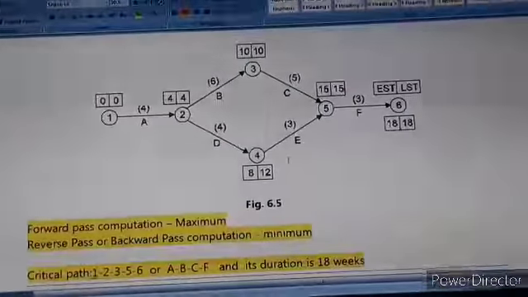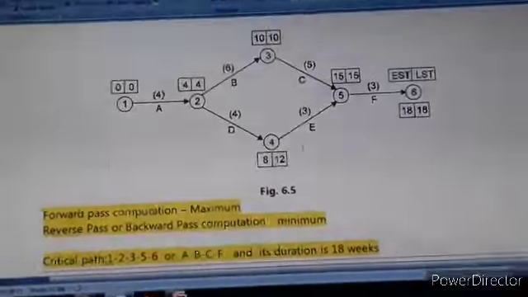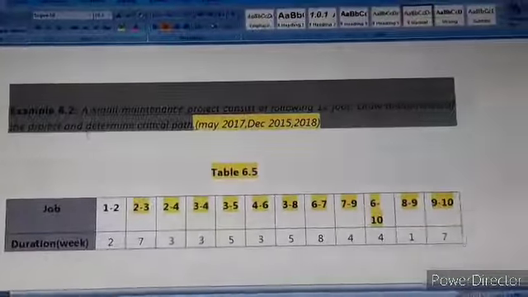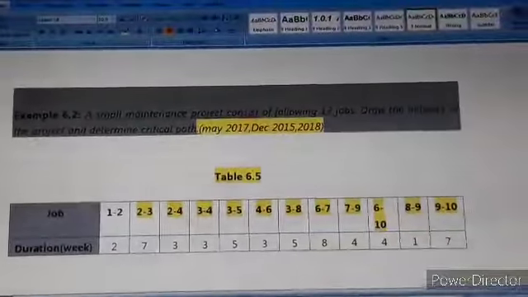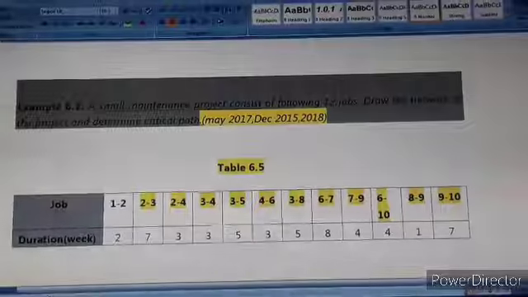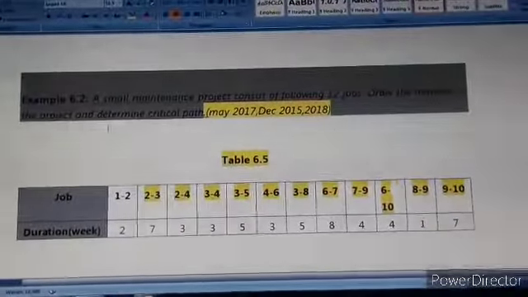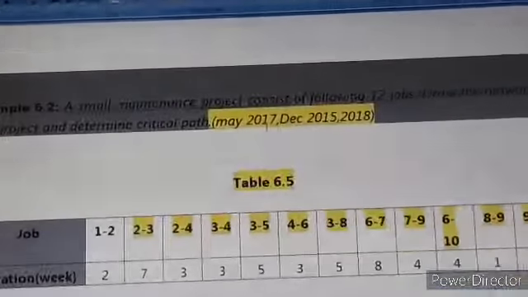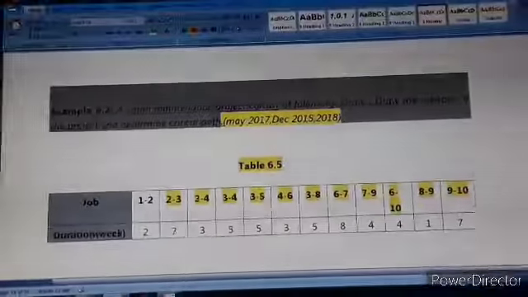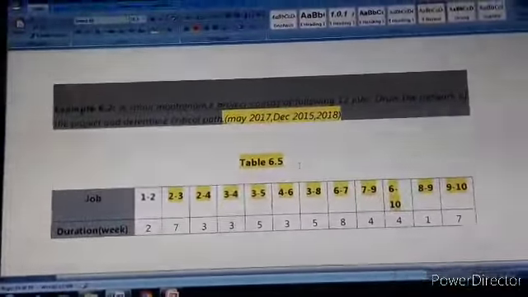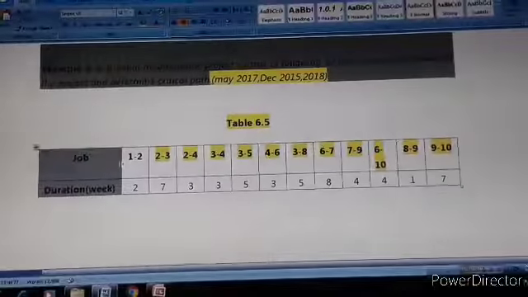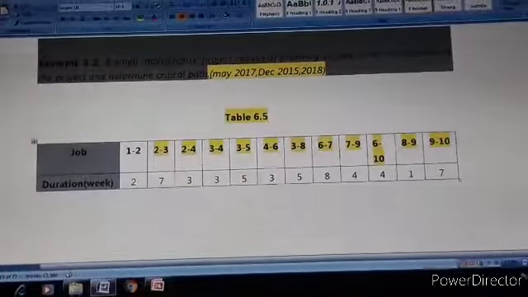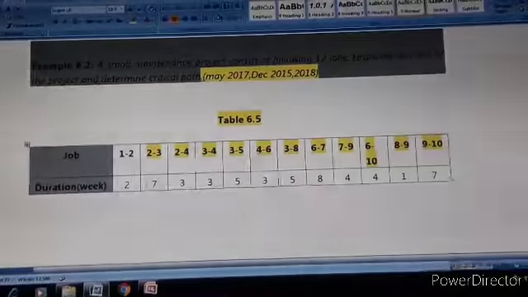Let us proceed to the next numerical. Now this is the statement of the second numerical. A small maintenance project consists of the following 12 jobs. Draw the network of the project and determine the critical path. Again, this numerical was asked in May 2017, December 2015 and December 2018. Again, jobs are designated as 1 to 2, 2 to 3, 2 to 4 and so on, and their weeks are given.